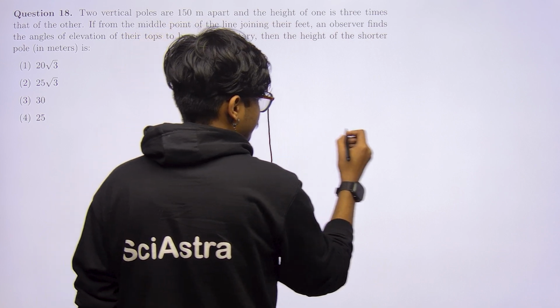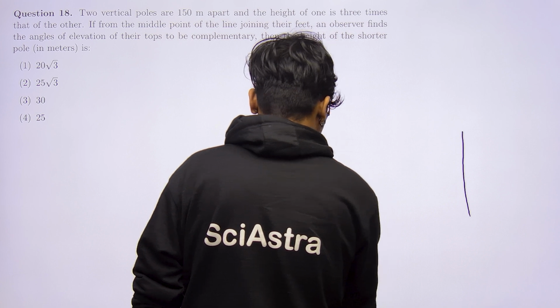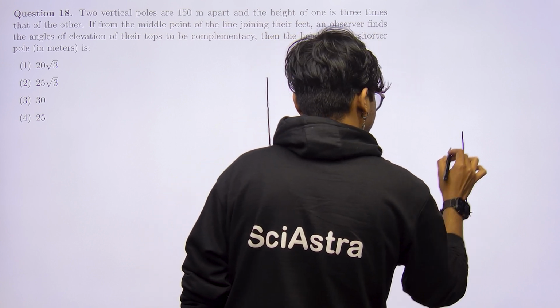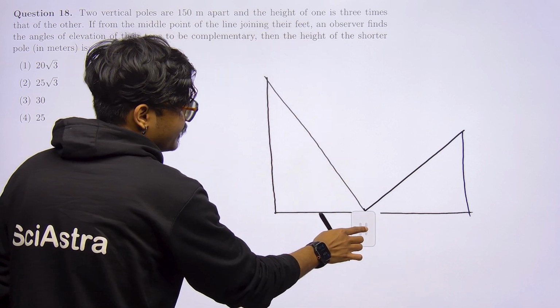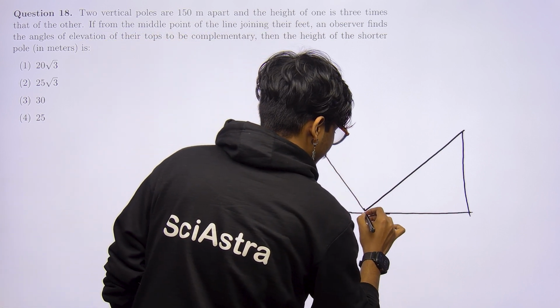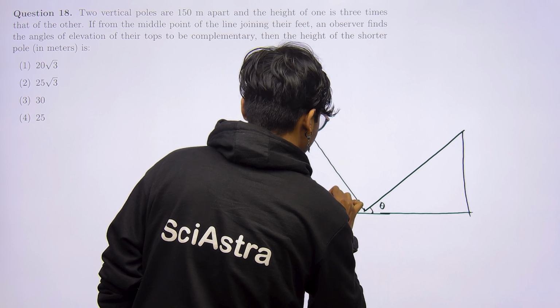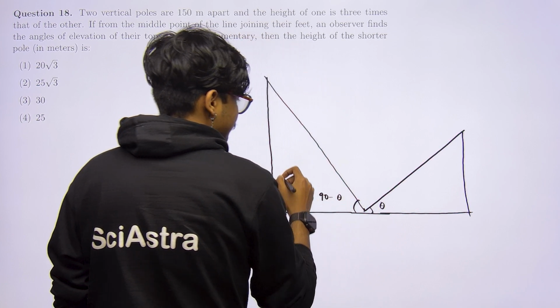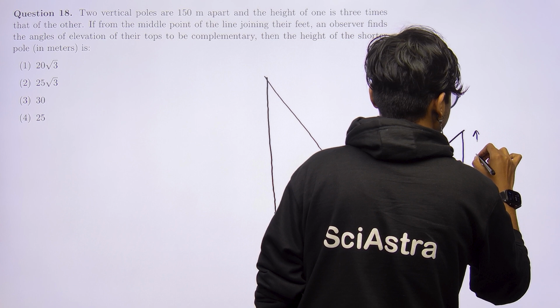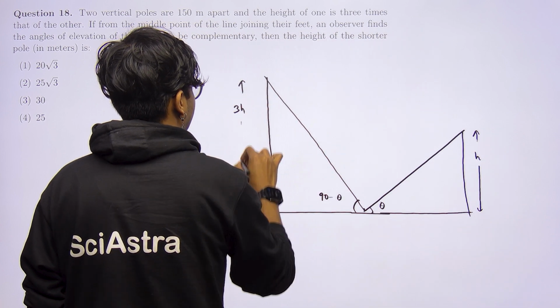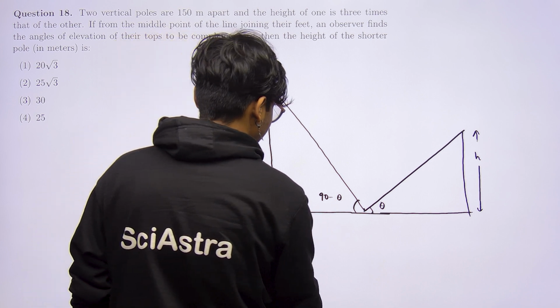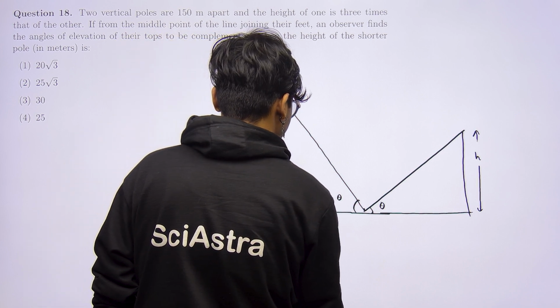You have one tower, let's assume it's the larger tower. This is the midpoint. You have an observer here. And the angles of elevation are complementary, right? Which means that if one of them is theta, the other one has to be 90 minus theta. Let's assume the height of the smaller one to be h. Then the height of the larger one is 3h. Now, the observer stands in the middle, right? So both of these distances have to be 75, right?